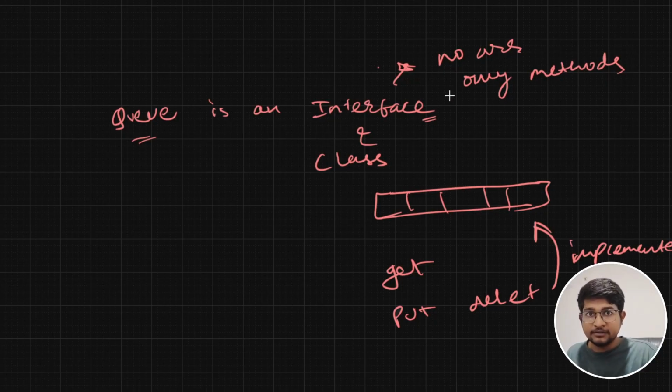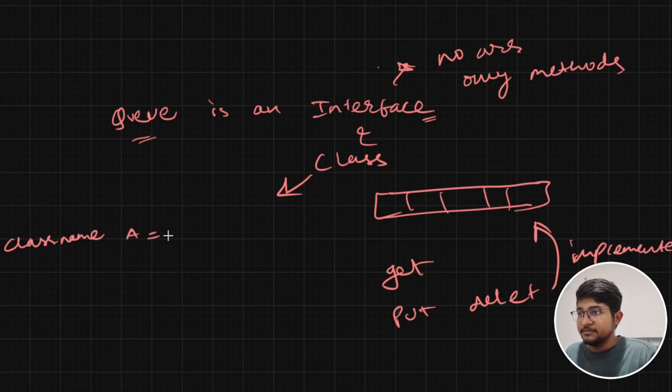We can use an array for that. And can we perform in a linked list? Yes, we can do that as well. So in a class, what do we do? In a class, we do it like this: we say class name, equal to a new class name. So this is the format of creating an object.